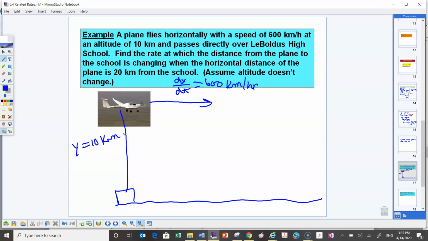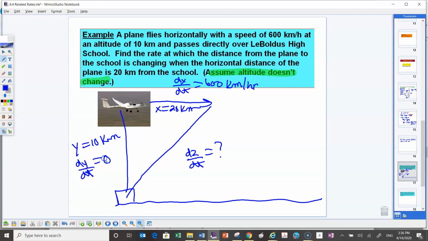Find the rate at which the distance from the plane to the school is changing. So we're looking for this distance, which we'll call dz/dt. At the instant the horizontal distance from the plane to the school is 20 kilometers. So that's when x is equal to 20 kilometers. Now, this is an important statement. It says assume the altitude doesn't change. So right away, my change in y is going to be 0.